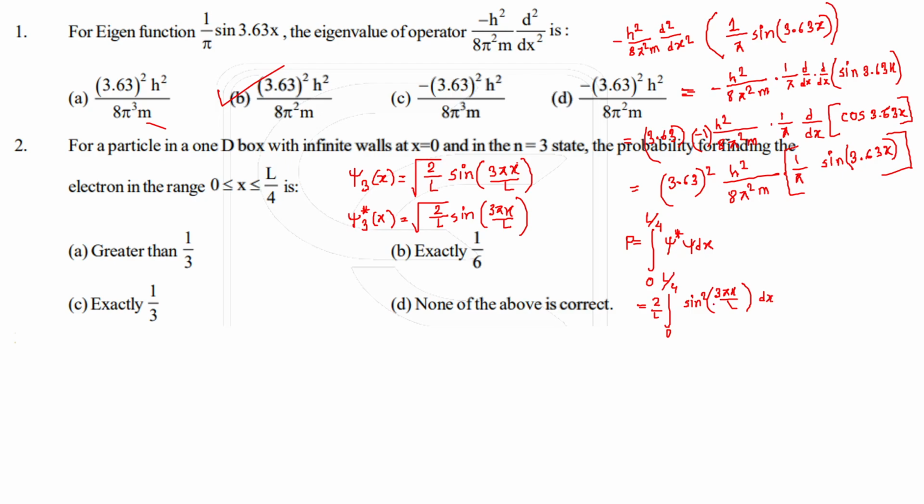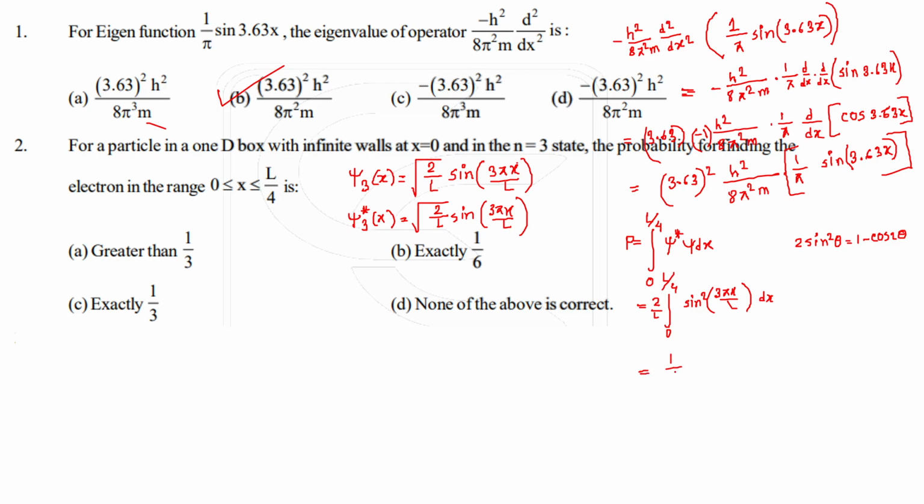Now we are into our known territory, right? Sine square 3 pi x by L. So you know the trigonometric function, right? That 2 sine square theta is going to lead to 1 minus cos 2 theta. Similarly, here we have 2 outside, so I can take it inside. So it is 2 sine square 3 pi x by L.